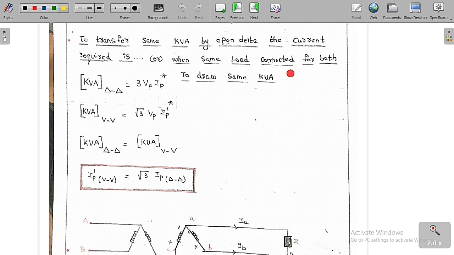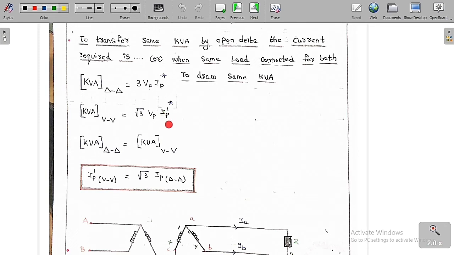Or when the same load is connected for both to draw the same kVA. So if you connect the same load for both delta-delta and open delta, then we can see how much current is required to give that load kVA. Therefore, the kVA of the delta-delta, as we have just seen, is 3 Vp Ip conjugate, and the kVA of the open delta is equal to root 3 Vp Ip dash conjugate.